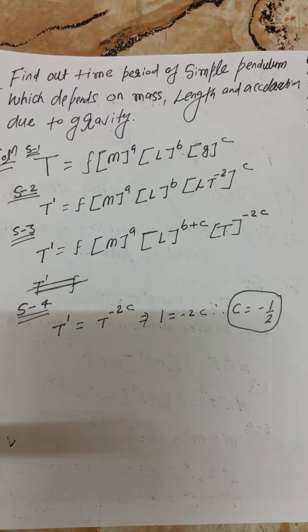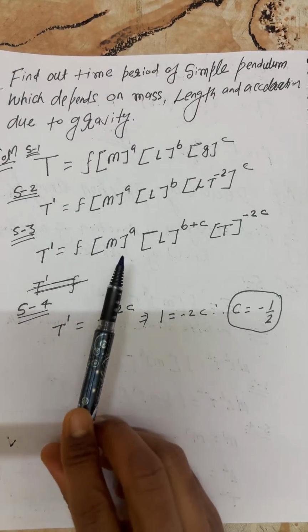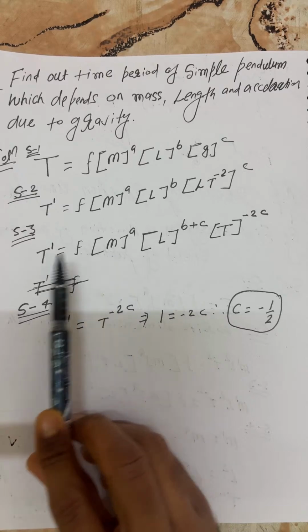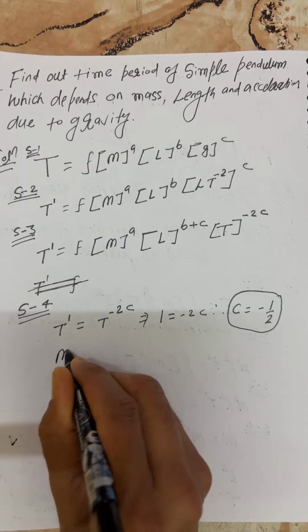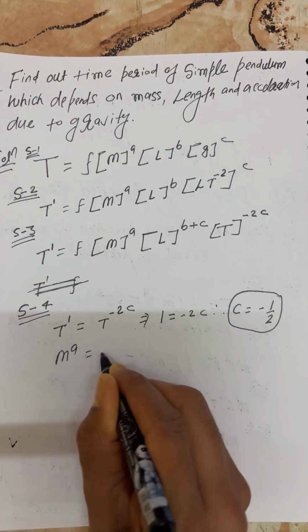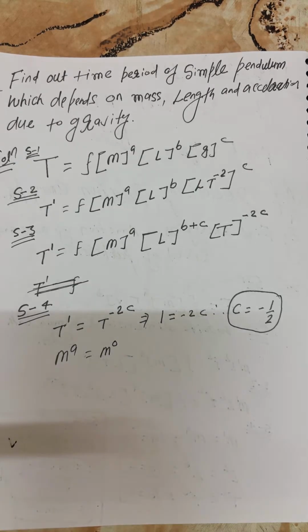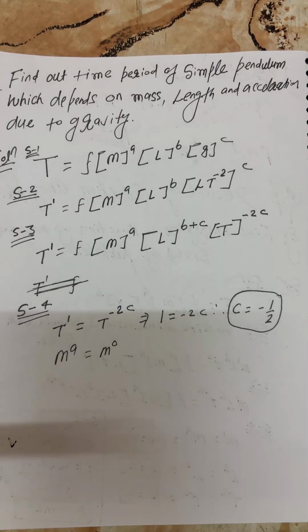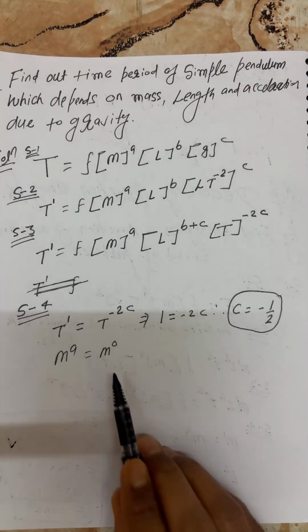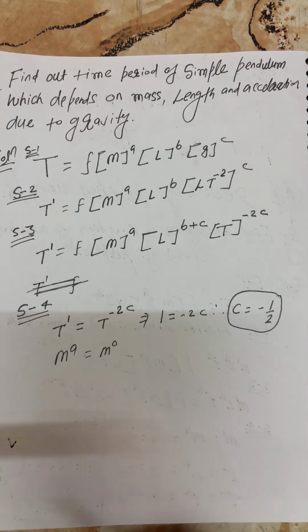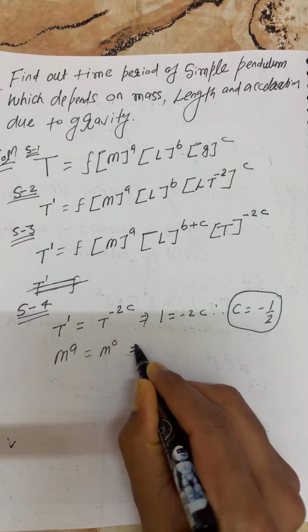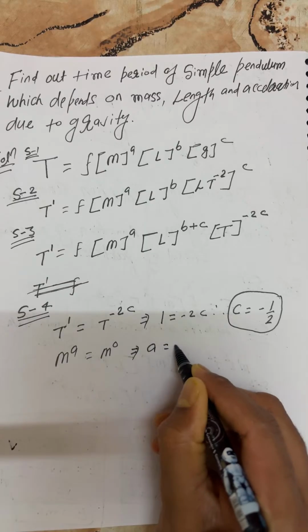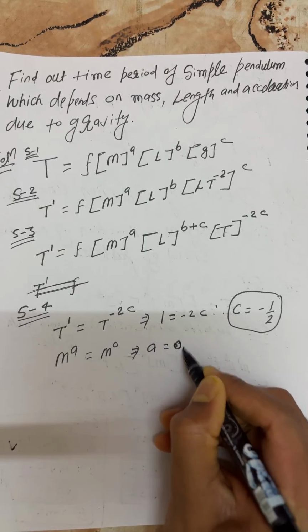But now look carefully, students. M we have in RHS, but in LHS there is no value of M. So simply you can say M to the power A is equal to M to the power 0, because as you know, any number to the power 0 is equal to 1. So this implies A is equal to 0.